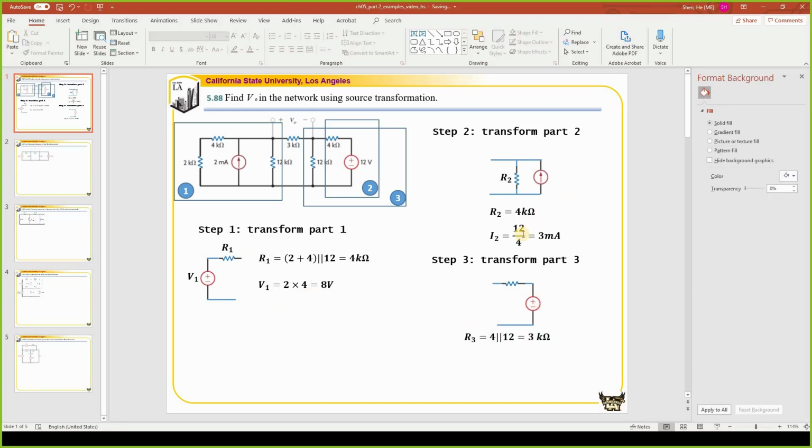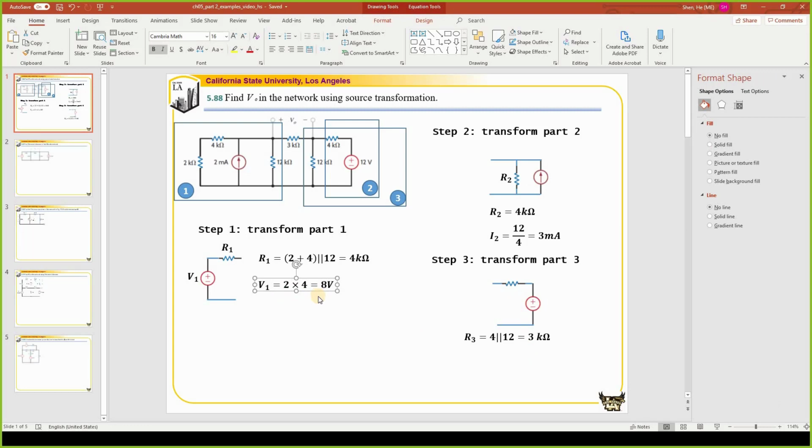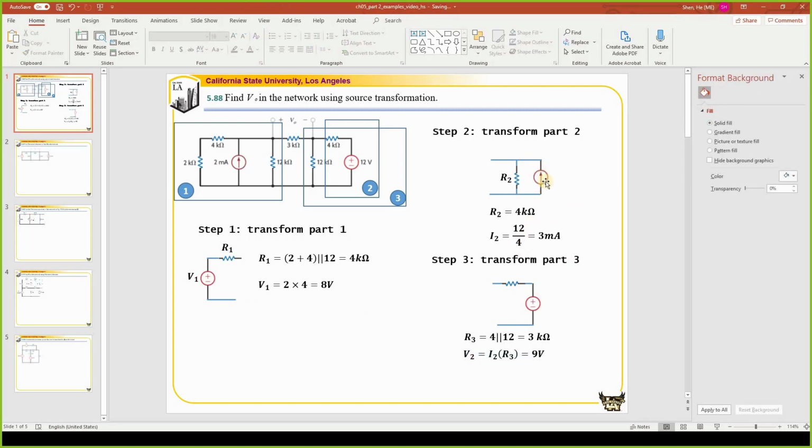And how about this voltage source V2? V2 will be equal to I2 times this new resistor R3. That is 9 volts. So let's check the direction. The current source reference goes upward, so the upside of the voltage source should be the reference positive.